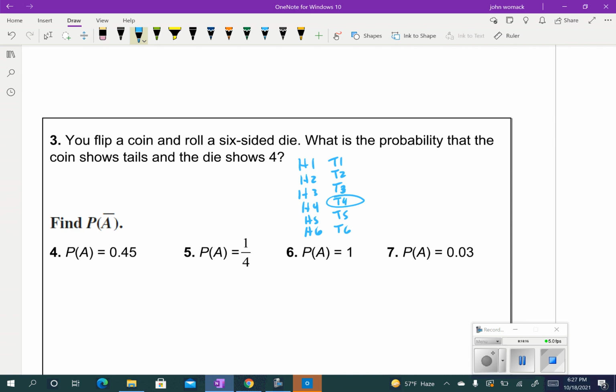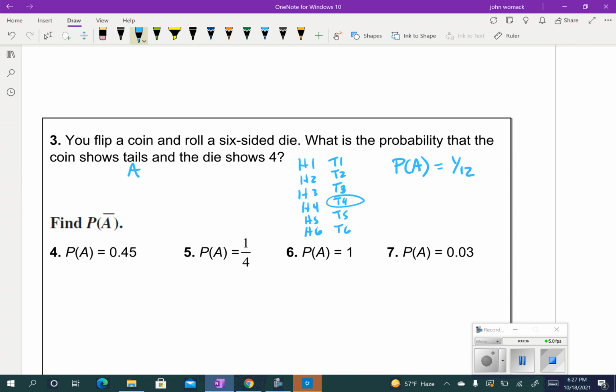So that would be 1 out of, let's call this event A over here. I don't want to write it all out. So the probability of A happening, which is coin shows tails and dice shows 4, would just be 1 out of 12. And there's 12 possible outcomes. Only one of them has a tails and a 4.